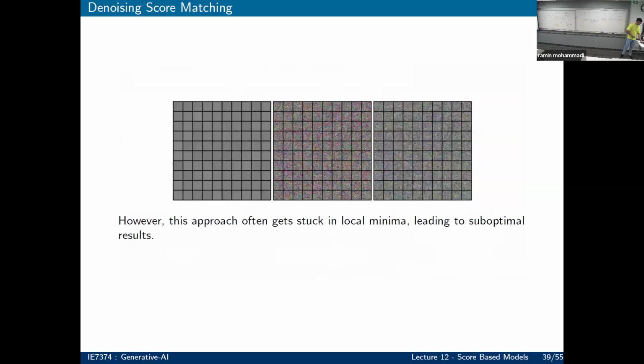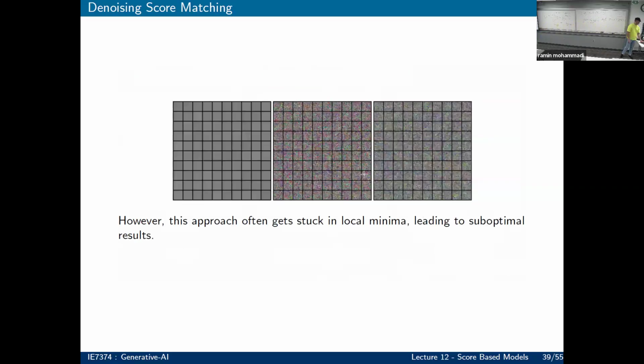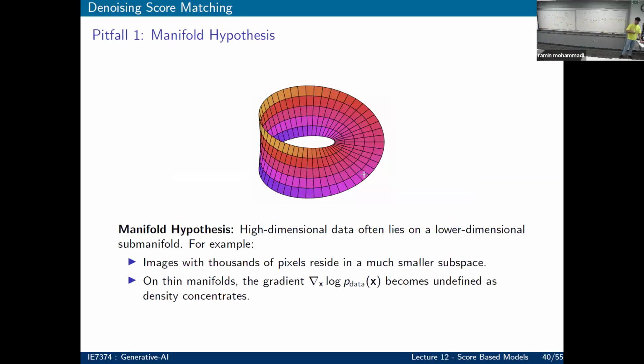Now, the problem with this is that this is most of the time what you're going to learn. These models are not learning really well, not being able to generate good data. There are some reasons for that, and we need to talk about that and try to fix it. It's stuck in some sort of local minimum, not being able to denoise. The main problem is this manifold hypothesis.